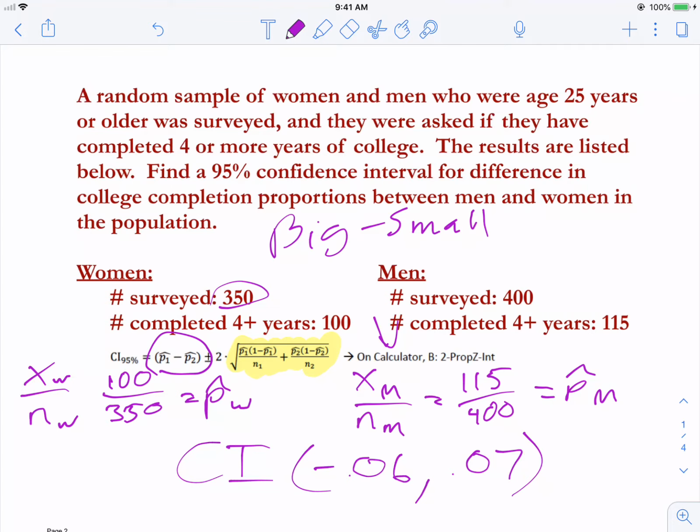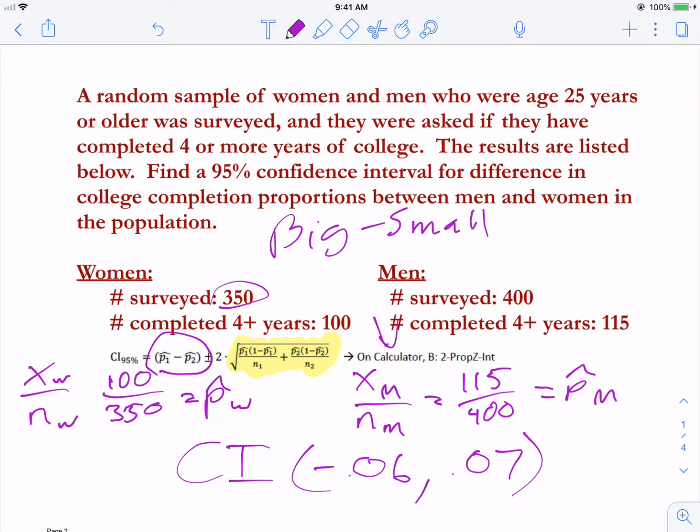Now the way we interpret this is because this interval crosses 0, a difference of 0 means there's no difference between the two. Again, a difference of 0 means there's no difference between the two. And because that's part of our confidence interval, we have no indication that there is a significant difference between these two samples and these two populations. Because again, we're using our sample to say something about that population ultimately.